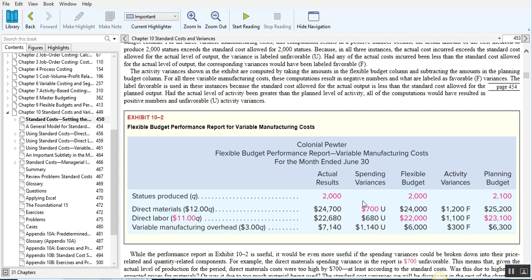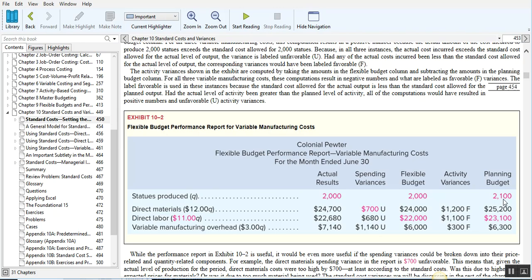For 2,000 statues, we have a direct material rate of $12, so this should cost us $24,000. For 2,000 statues with $11 direct labor, we should have $22,000. For 2,000 statues with a variable manufacturing overhead rate of $3, we should have $6,000. So the difference between the flexible and the actual is spending variance. And then the planning budget up here is what we had when we planned this.